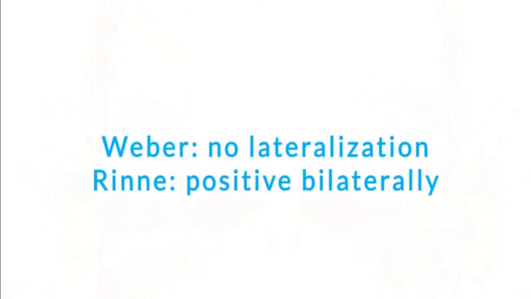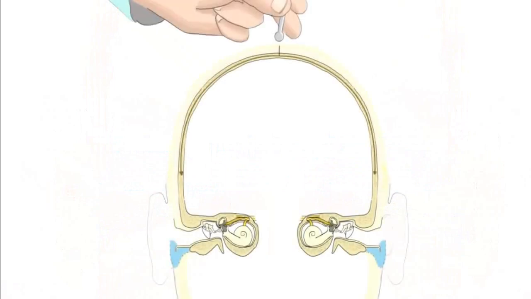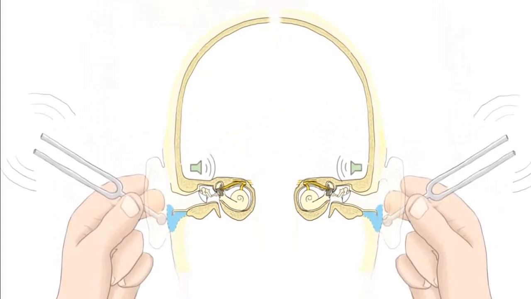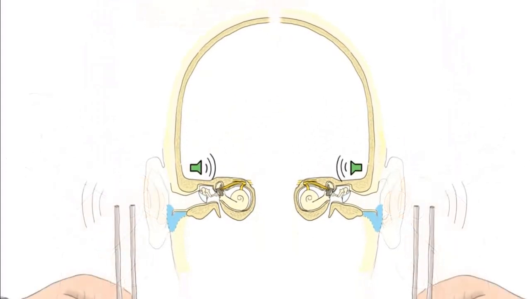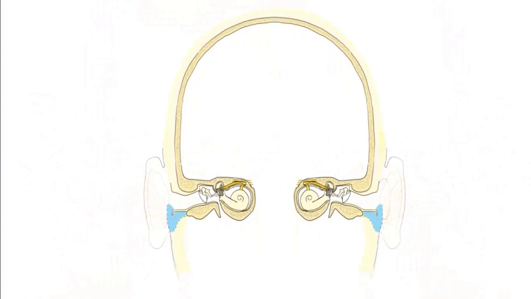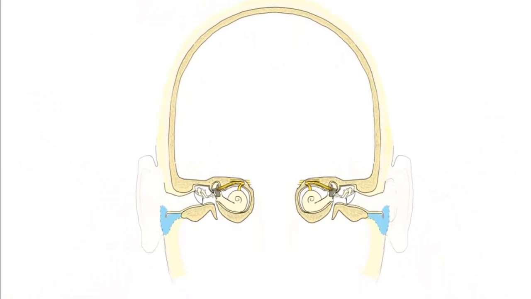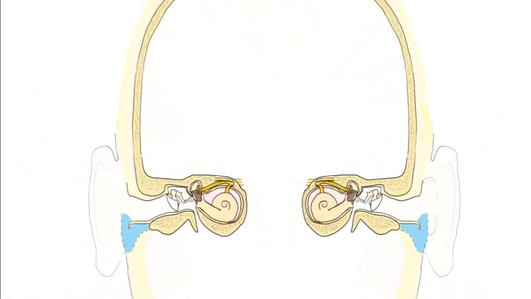Weber, no lateralization. Rinne, positive bilaterally. Normal. A normal Weber test can be either physiological or indicate bilateral conductive or sensorineural hearing loss. The bilaterally positive Rinne test signifies that air conduction surpasses bone conduction on both sides. This rules out significant conductive hearing loss. In conclusion, the test results indicate either normal findings or bilaterally equal sensorineural hearing loss.